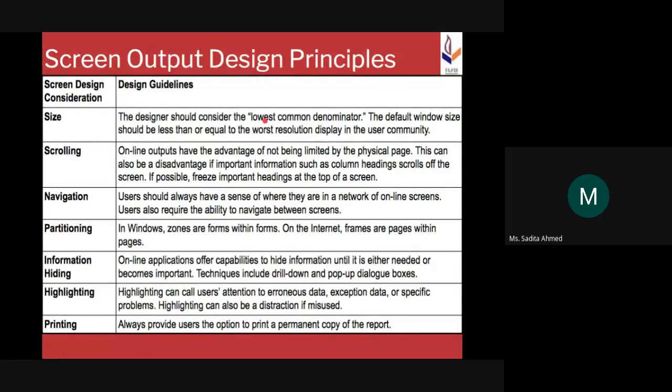So the default window size when you print out your output, in your mind it should be equal to the lowest possible resolution or the worst resolution display in the user community. Lowest possible resolution display কিসে হতে পারে, figuring that out and designing your output report in such a manner that there will be no issue for the user to view the output report. So when it comes to the size, you have to think about that.